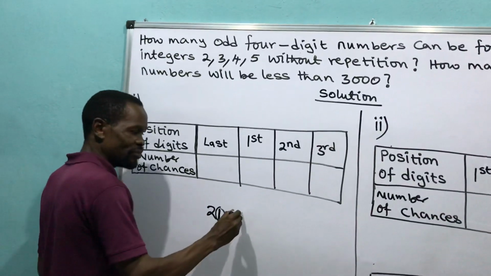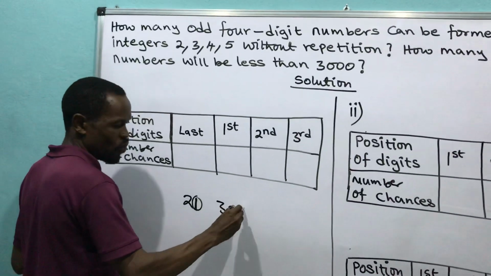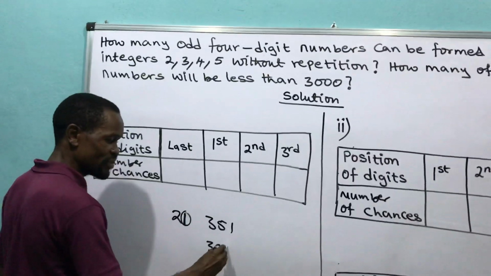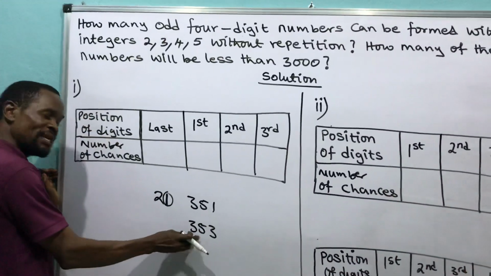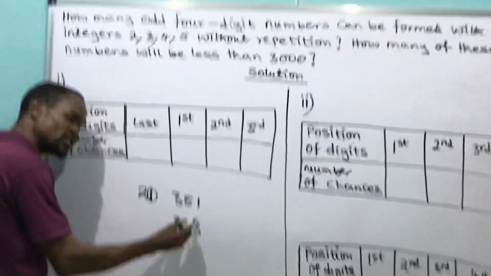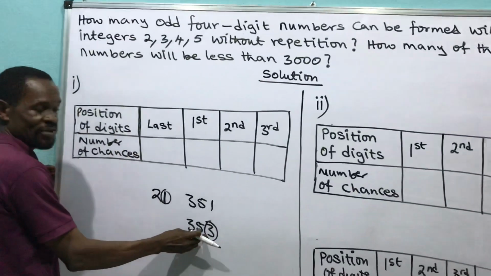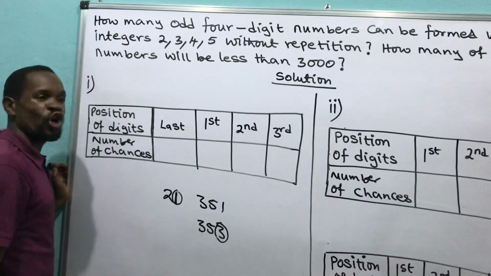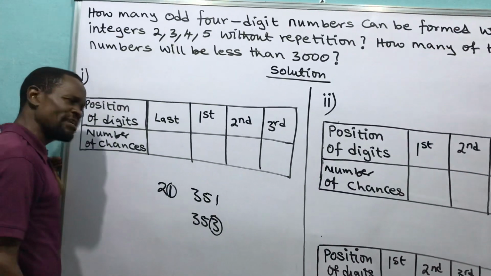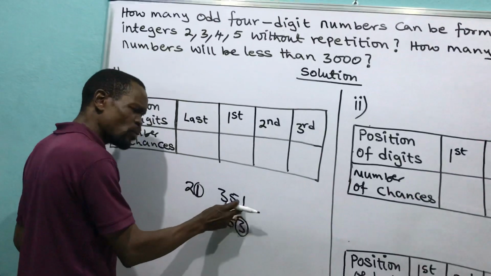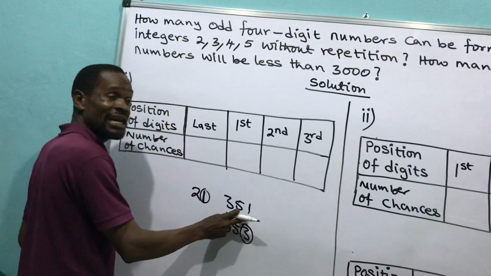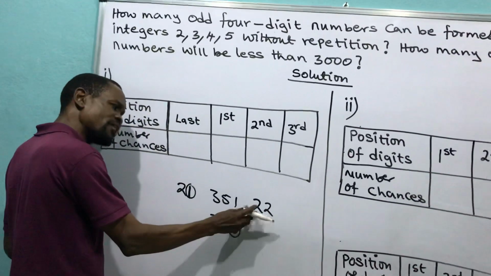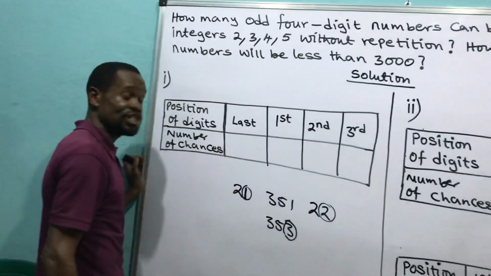If I have 351, this is an odd number. If I have 353, this is an odd number. What made it odd? Because the last digit here is 3. As far as the last digit is odd, that number is odd. If I'm talking about an even number, the last digit will be even. If I have 22, what made this even is that the last digit is 2.